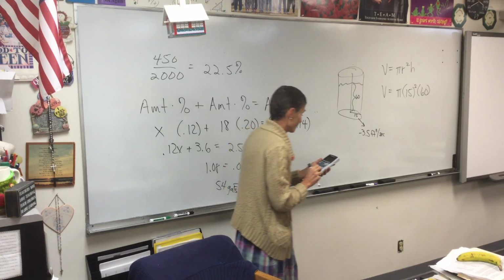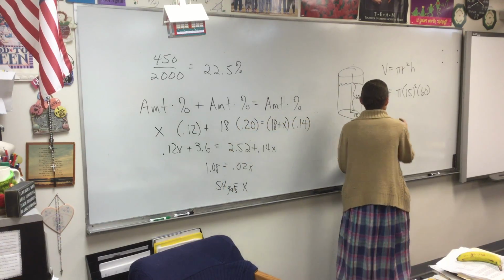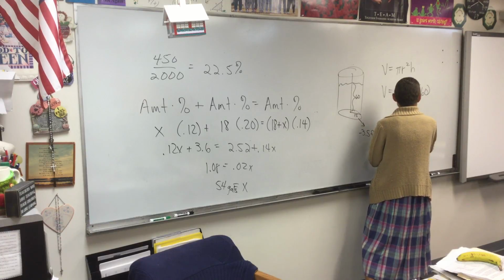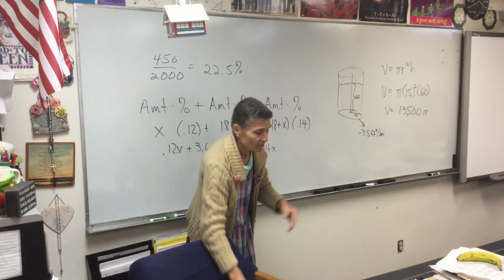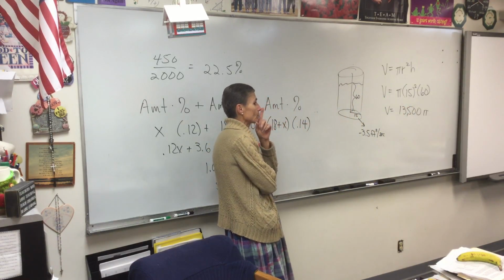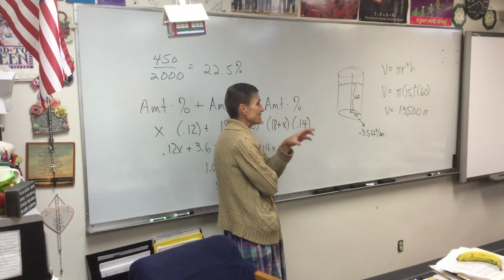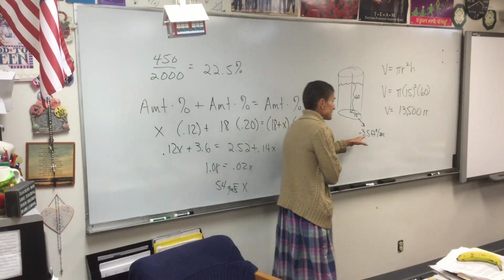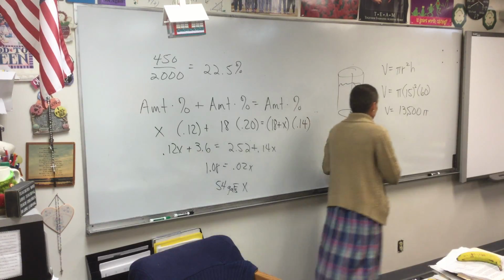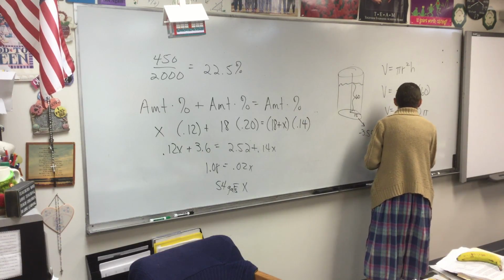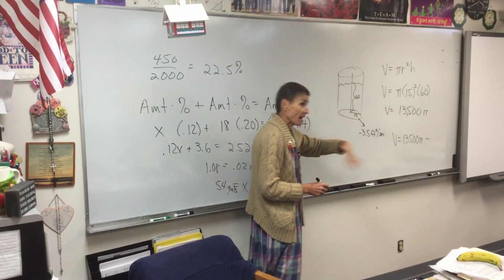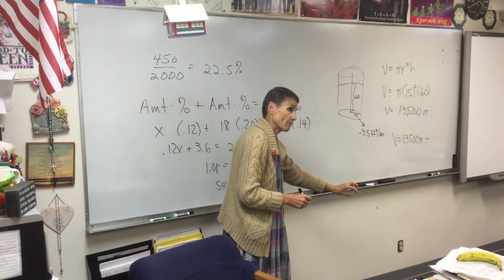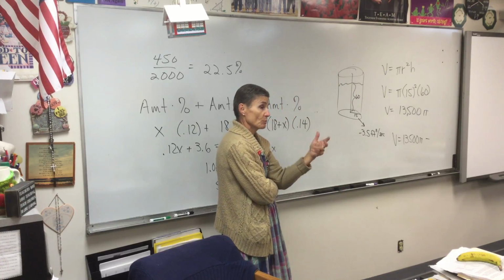I'm leaving it in terms of pi to be a little more exact. I got 13,500 pi. Okay, now, that's how much gas is in the tank right now. But now we're letting some out, right? So our answer is going to be this number minus something, because gas is coming out. The volume's going to be reducing, right? Now, how much is it reducing by?